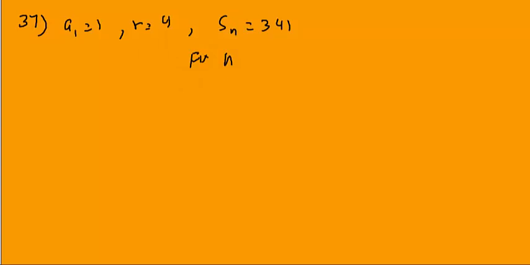Okay, find n. So how many terms does it take? If my first term is 1, and my ratio is 4, so I'm multiplying each one by 4, and I add them all up, and then I get 341 as my total. So how many terms does it take to get that? If you want to expand this, it will look like this: 1, plus 4, plus 16, plus 64, plus dot dot dot.